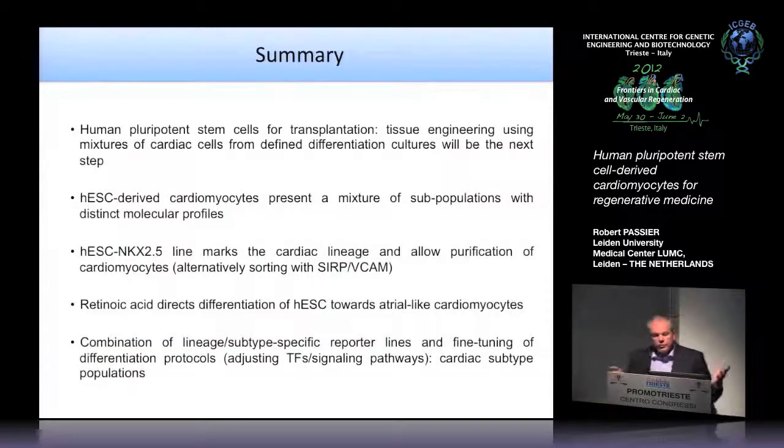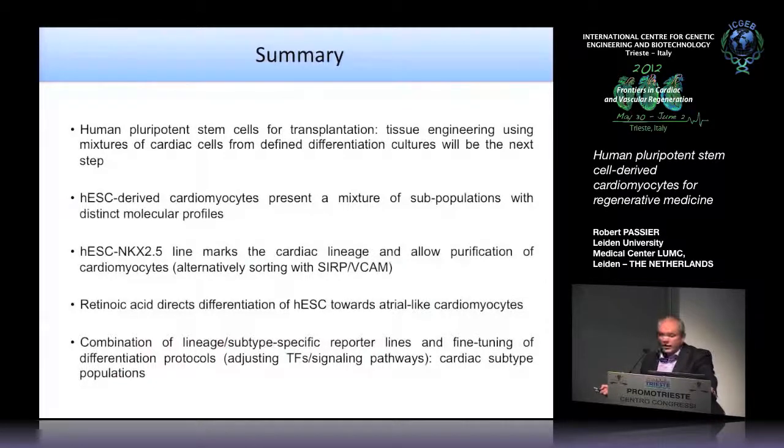Then I come to the summary of my presentation. In the first part I showed that for human pluripotent stem cells for transplantation, we still need to learn a lot, that it's simply not going to work if we inject cells like this, and that we need more defined differentiation cultures, and maybe mixtures of cells which in the end will lead to improved heart function. I showed you also that in this cardiomyocyte differentiation protocol we have a mixture of subpopulations with distinct molecular profiles, that we can use the hESC-CM 2.5 line for homogeneous populations of cardiomyocytes, and then we can also sort with SIRPA and VCAM markers, and that retinoic acid leads to an atrial-like phenotype if we do that in the differentiation procedure.